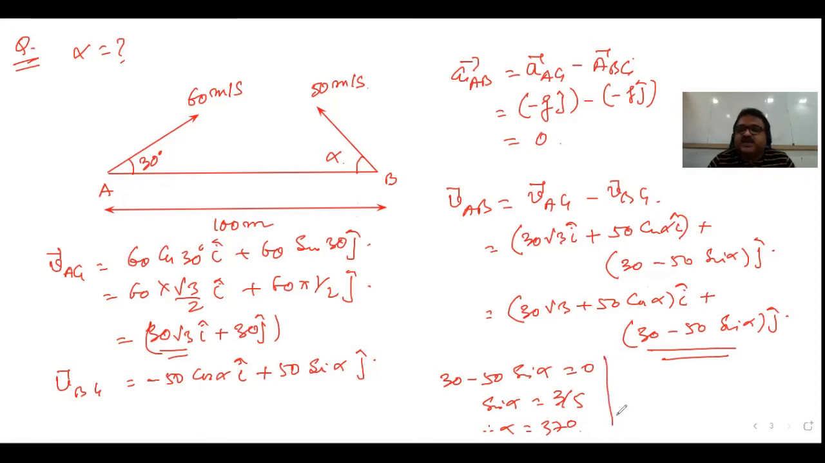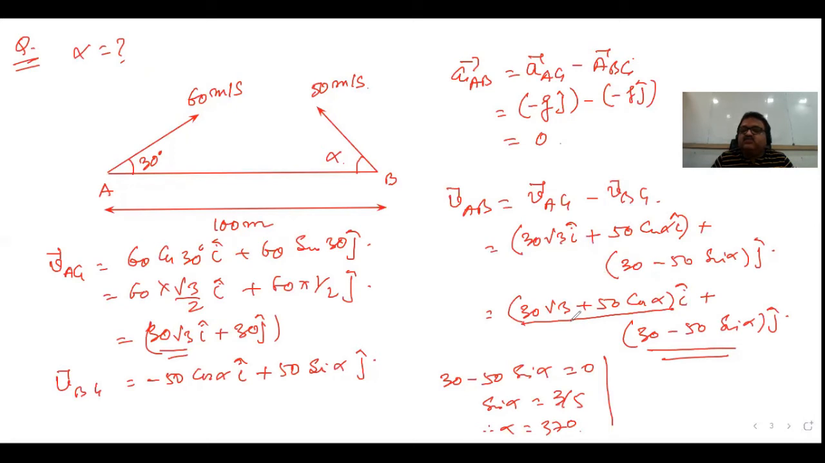Very easy. Second part, after what time will they collide? I told you this earlier, if they collided, the only relative velocity which exists is this. Clear? There is 30 root 3 plus 50 cos alpha. Okay. Time at which they collide: D divided by 30 root 3 plus 50 cos alpha.